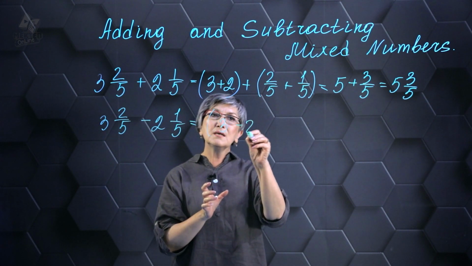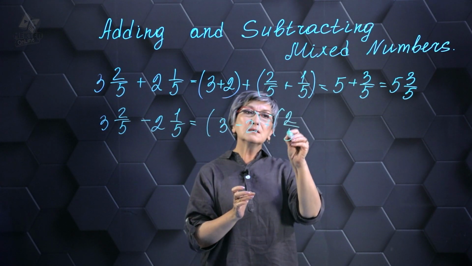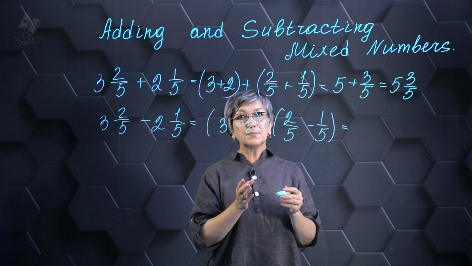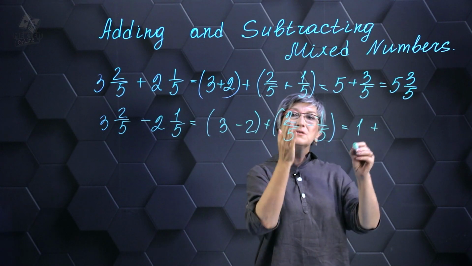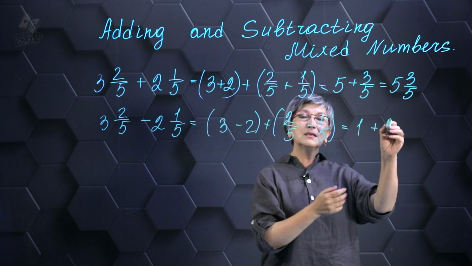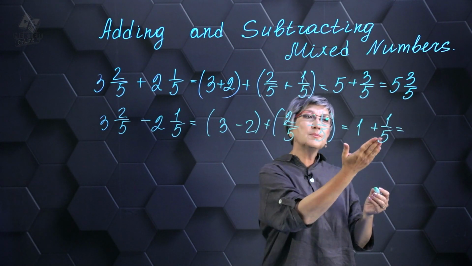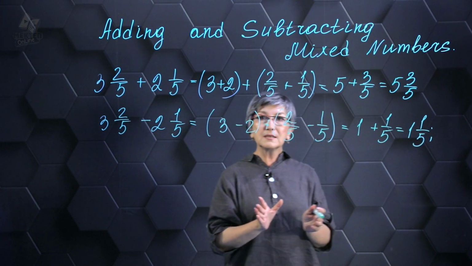Subtract 2 from 3. And then add 2/5 minus 1/5 to it. Now all that is left is to do the calculation. 3 minus 2 equals 1, plus 2/5 minus 1/5 equals 1/5. Now let's add 1 and 1/5, which will result in 1 whole and an additional 1/5.